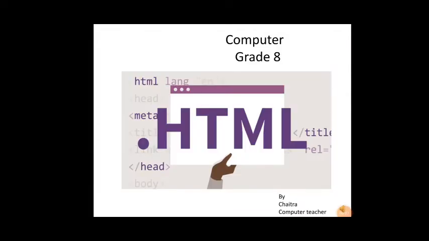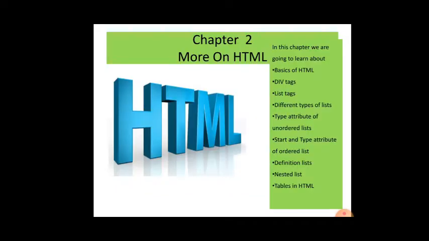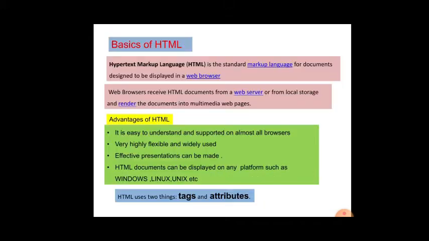In this chapter we are going to learn more on HTML, that is chapter 2. Here we are going to learn about the basics of HTML, div tags, list tags and different types of list. What are the types of list available? Then the type attribute of the unordered list, the start and type attributes of the ordered list, and then definition list, nested list and tables in HTML. All these topics will be covered in this chapter, more on HTML. Shall we start with the basics of HTML?